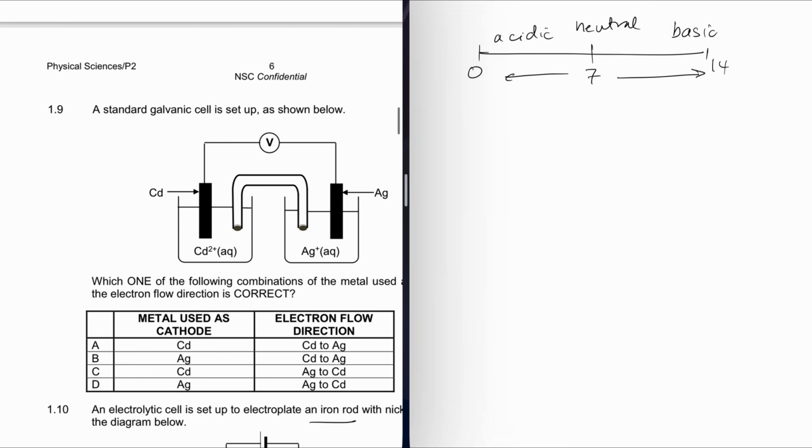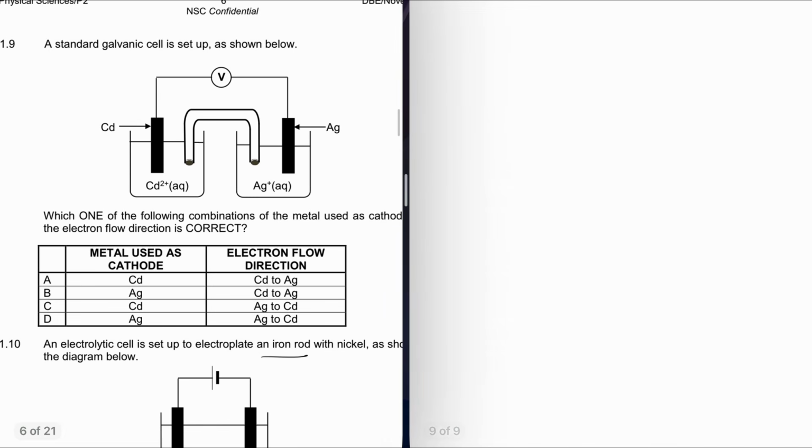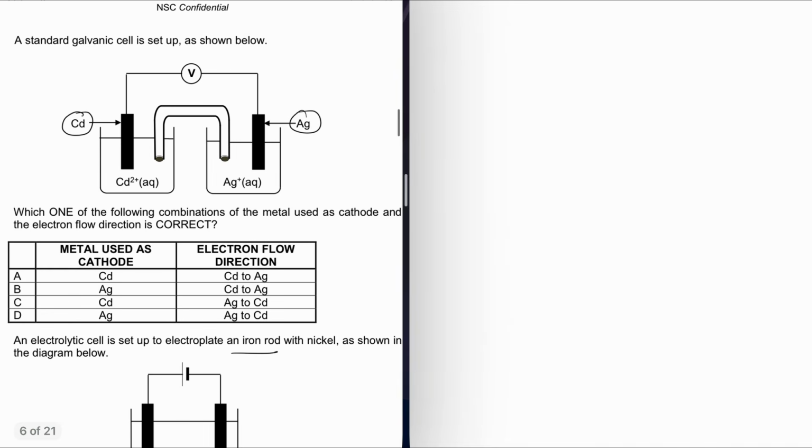Moving on to question 1.9, a galvanic cell is set up as shown below. You have Cd and Ag electrodes. The question asks which one of the following combinations of the metal used as cathode and electron flow direction is correct. Now, electrons will flow from the anode to the cathode.